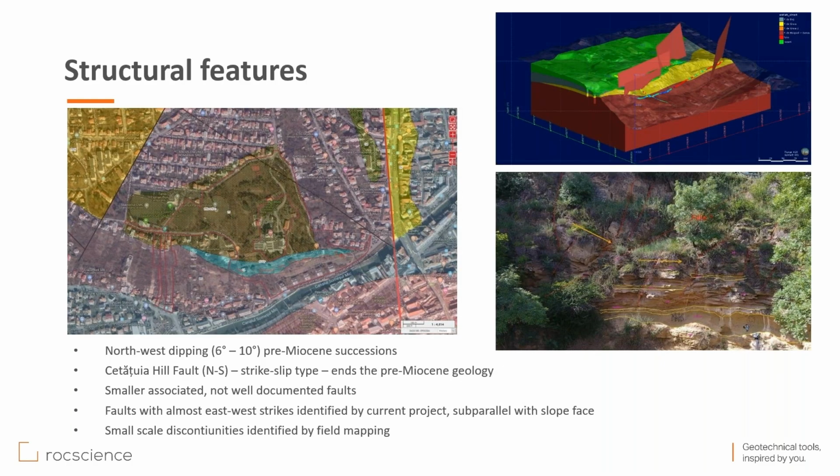We have multiple structural features, but usually they are in tight connection with the geology. Some of the more important aspects are that there is a northwest dipping ranging from 6 to 10 degrees for the Miocene successions. There is a very important strike-slip type fault not far from the site, which is associated with smaller faults that are not very well documented. One important aspect revealed by the current geotechnical investigations is that there are some faults with almost east-west strikes crossing the slope face. These types of strikes can be viewed in the upper right part of the slide. The red strikes are dipping into the surface of our 3D model. Regarding the discontinuities, we'll discuss them in a few minutes.